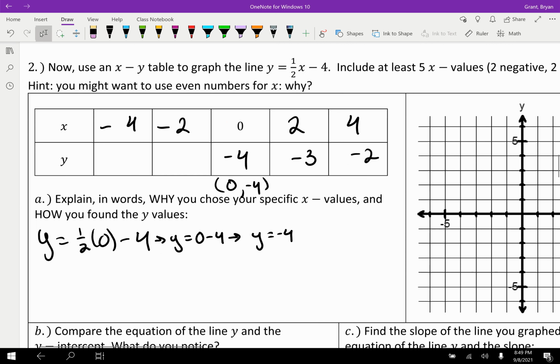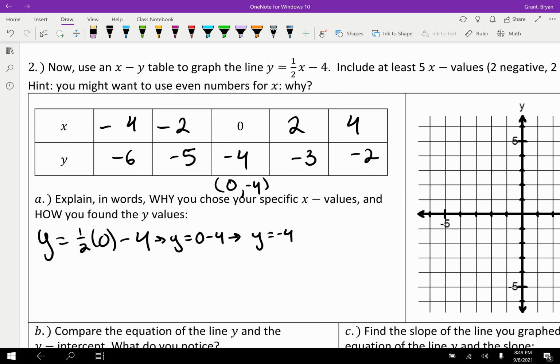Okay. Let's try the other side. Half of -2 is -1. -1 minus 4 is -5. In fact, looking at this table, I bet you can see that this one's going to be -6. Can you see the pattern? Math is all about patterns. Let's check it though. Half of -4 is -2. -2 minus 4 is -6.